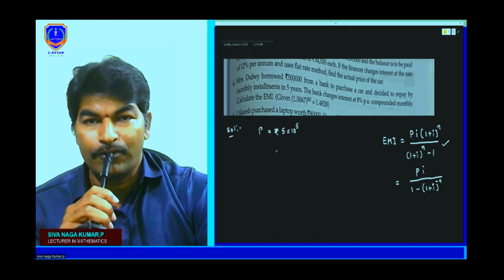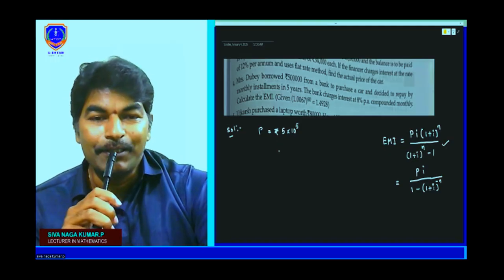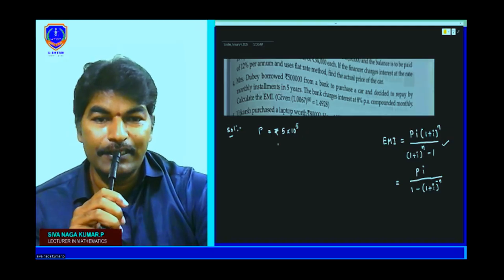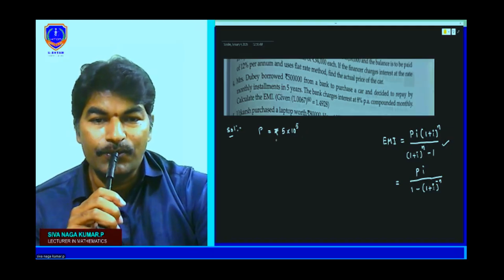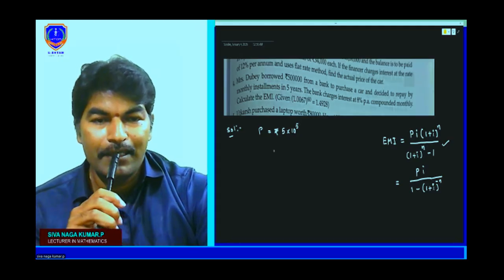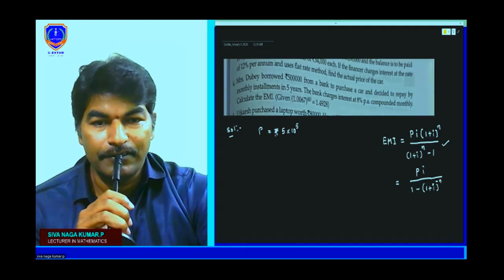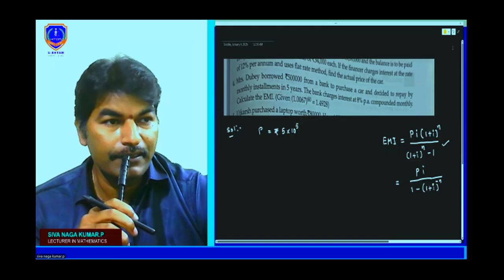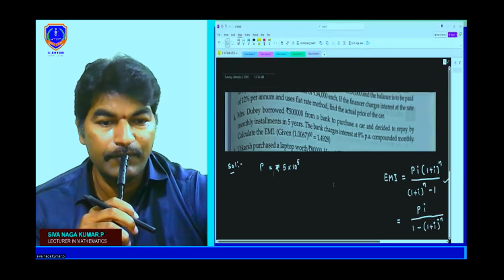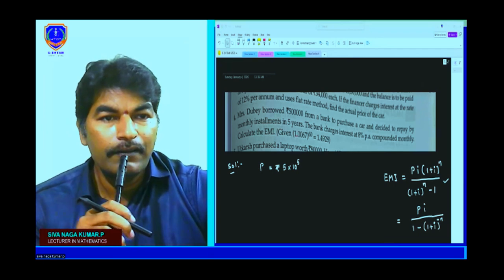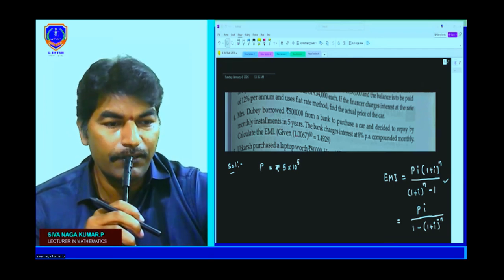And don't forget to write like this. This is a very important notation. Previously we would write Rs, but from now on, this is a rule for CA, academics and everywhere: instead of writing rupees, you have to write this R. This is the Hindi R, meaning rupees.